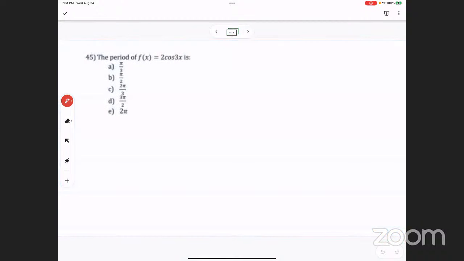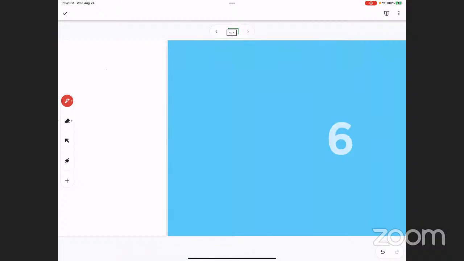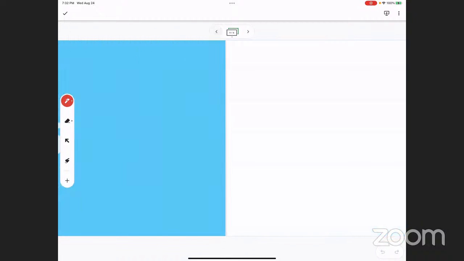Got it? The period of that, remember how period is just 2 pi over B? Do you remember that? 2 pi over B, and that's B. So your period is just 2 pi over 3. Okay. Good?